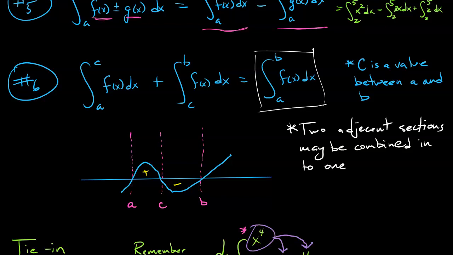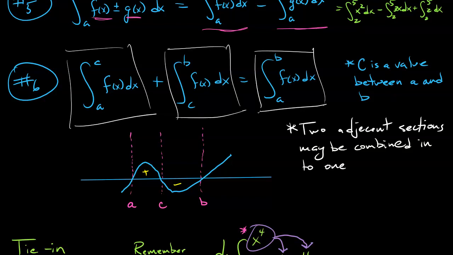So c is a variable between a and b. You can split up your integral into pieces. So the integral from a to c and the integral from c to b is equal to the integral from a to b. This is the one that talks about adjacent definite integrals, so they would have to literally be right next to each other. But yes, I don't like the fact that c is between them.